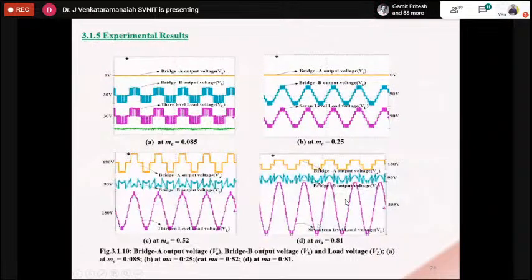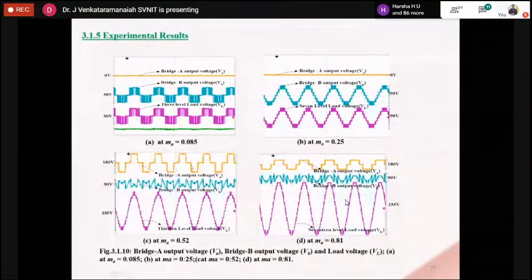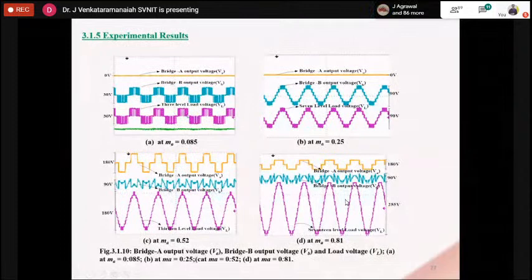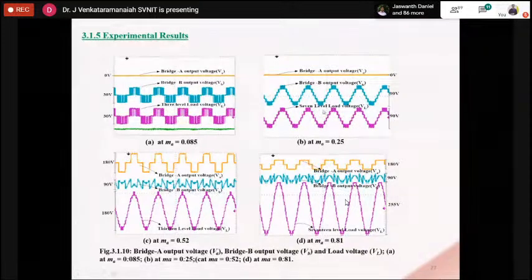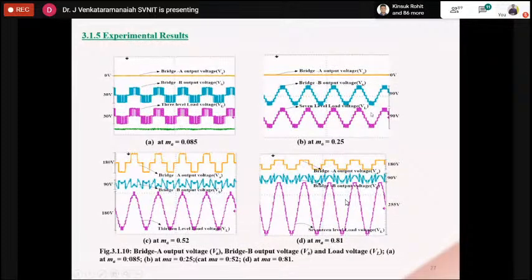These are the experimental results for different modulation values. See here, when the modulation index is reduced, you can see the number of levels at the output. This pink color is the 3 level output voltage at modulation index 0.05. As the modulation index varies, the number of levels increases. See, it is a 7 level. Till this point we should not forget, up to 7 level, bridge B can give the voltage levels. Beyond the 7 level, we have to depend on bridge A.